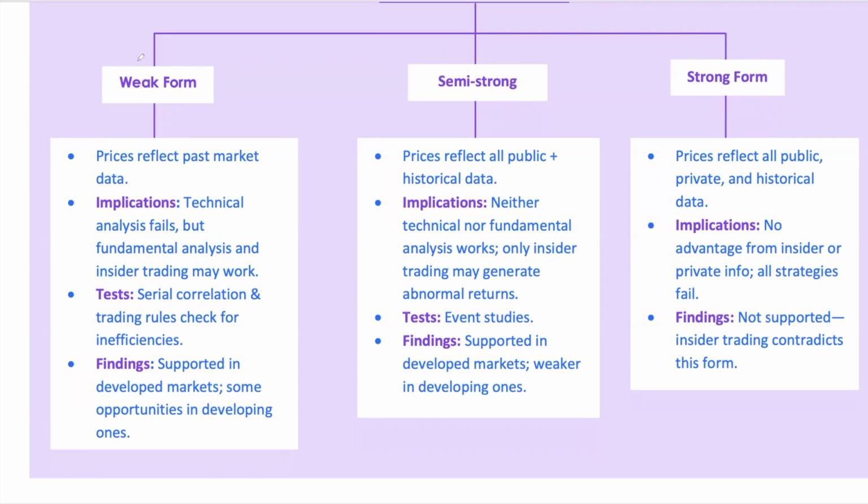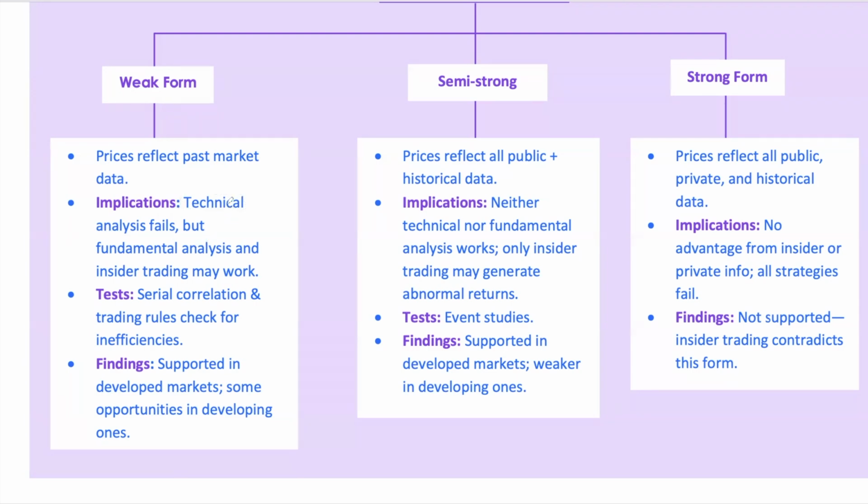So let's kick off with weak form efficiency. This is the most basic version. The idea here is that stock prices already reflect all past trading data. We're talking price history, trading volumes, all that good stuff. You can think of it as, look, if you're just analyzing how the stock traded last week or last month, sorry, but that's already in the price. You're not going to gain a consistent advantage using charts alone. Now here's the punchline. If a market is weak form efficient, you can't consistently beat it using technical analysis.